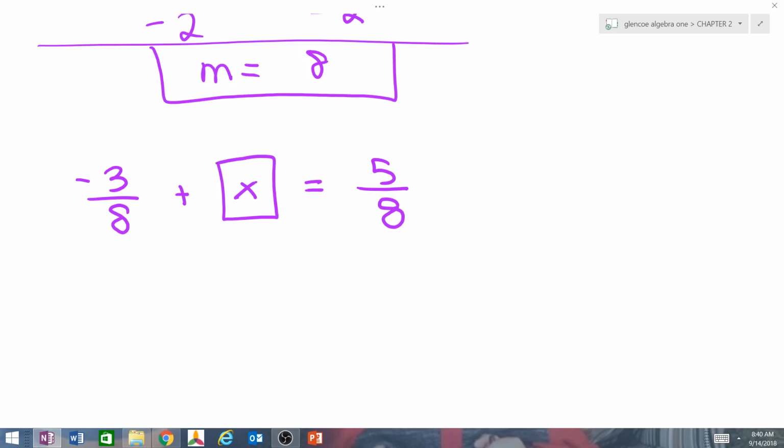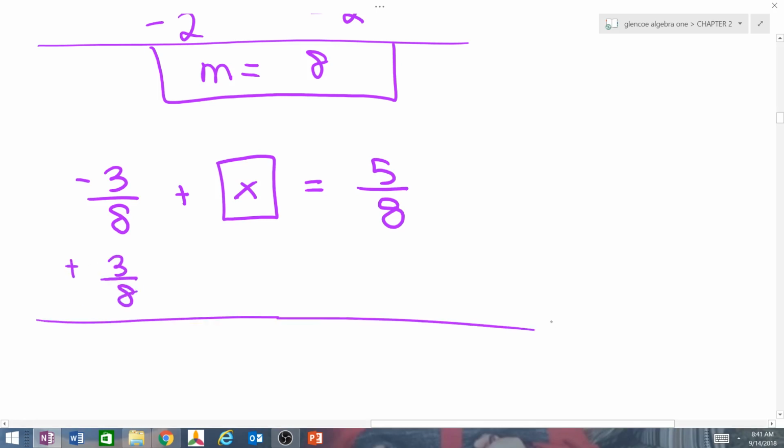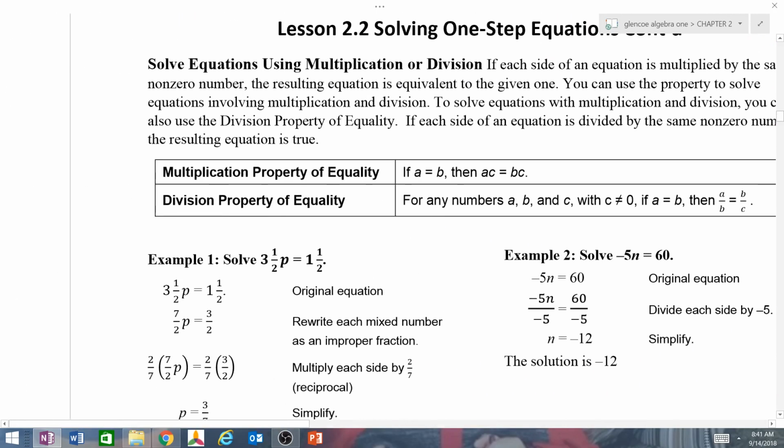When someone has an answer, would they raise their hand so I could see if you're correct? Yes, what did you get? X equals 1. X equals 1 is correct. We're going to add 3/8 to each side, and we get x equals 8 over 8, which we know is 1. Does anyone have a question? Okay, so let's move on.